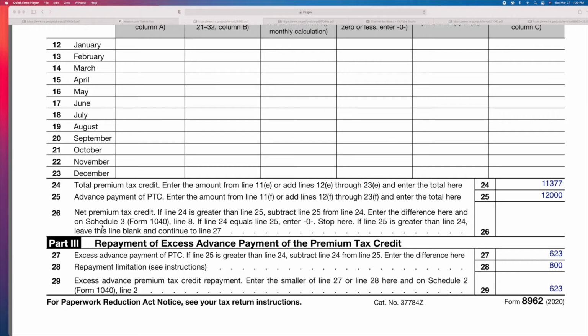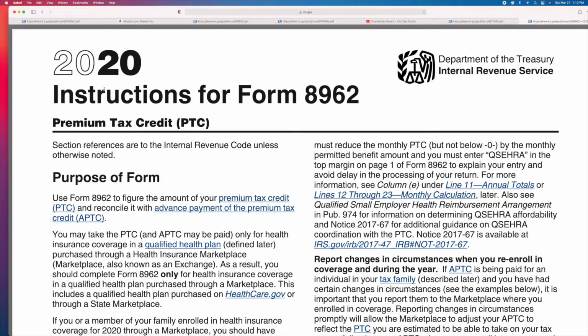So what you have to do is subtract this number from this number, and you're going to get the number that you have to put on line 27. That's the excessive advance payment of PTC. That means how much money you got more than you deserved. So you got $623. And then on line 28 it says repayment limitations, see instructions. All right, so what you have to do is go to the instruction form for this.